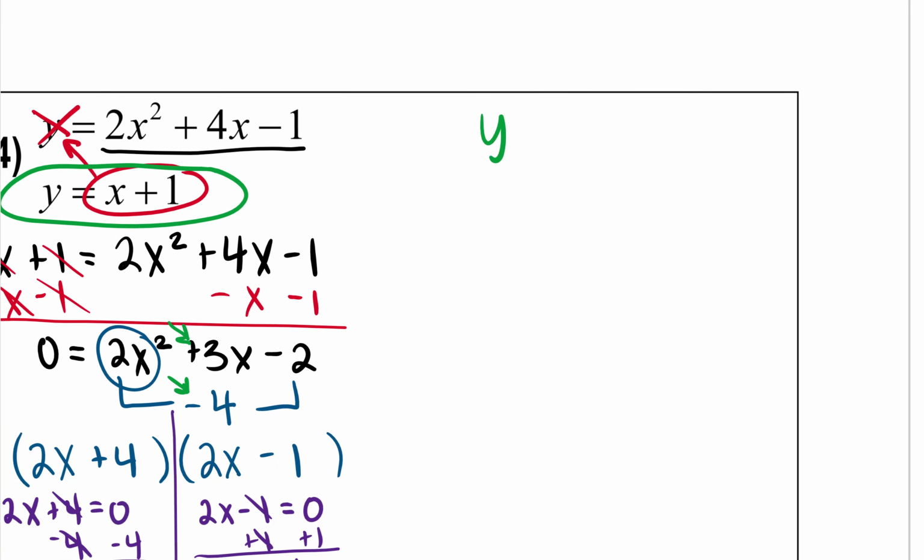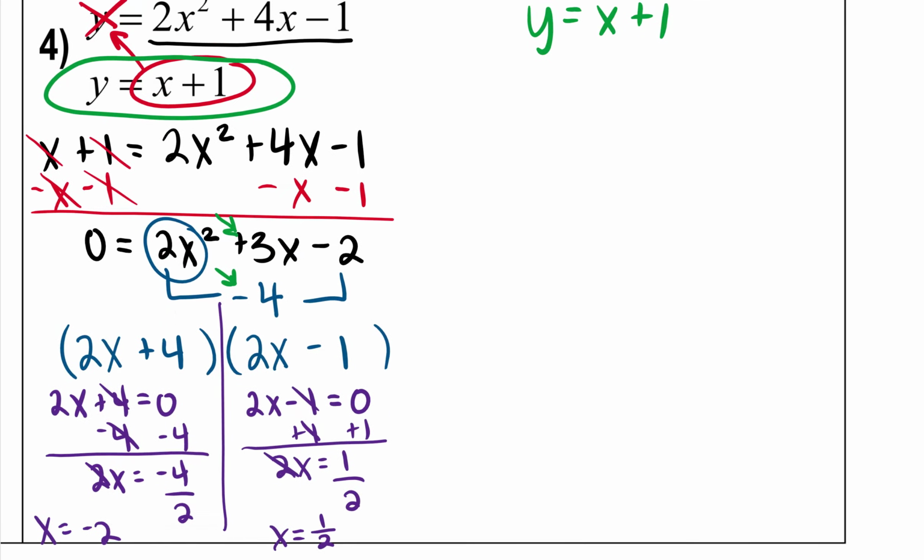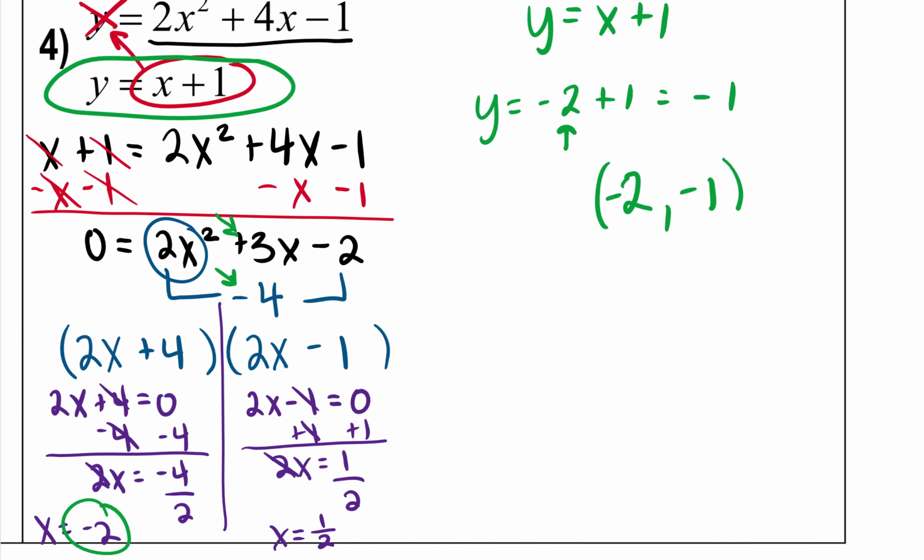So we have y equals x plus 1. So I'm going to use the first x we got, which was negative 2. So I have y equals negative 2 plus 1 is negative 1. So because this was x, my answer is negative 2 comma negative 1. So that's one answer right there. Then I do the same thing. Y equals x is now 1/2.